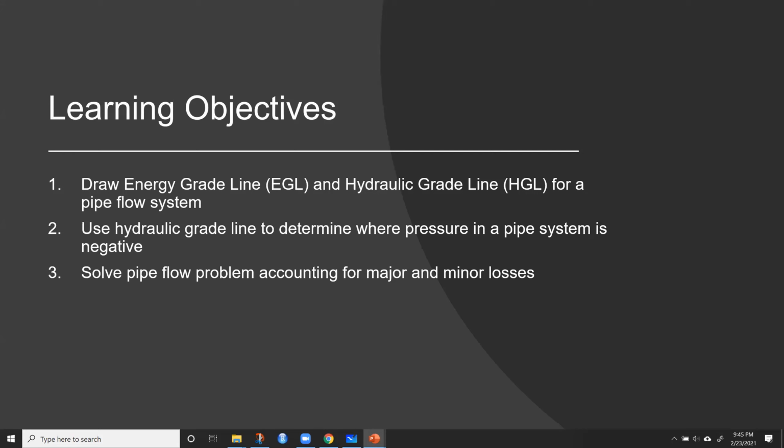So first we will draw the energy grade line and hydraulic grade line for a pipe flow system. We'll use the hydraulic grade line to determine where pressure in a pipe system is negative, and then we'll solve a pipe flow problem looking for major and minor losses.